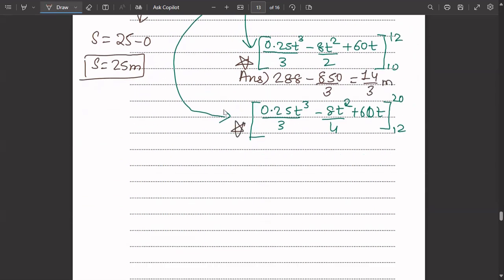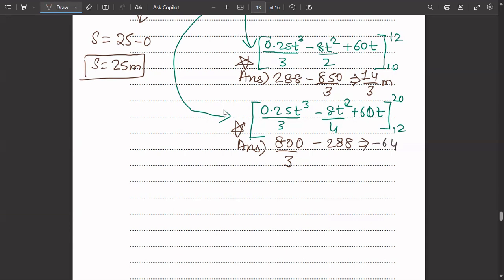Now talking about this one: if the limit is 20, then the answer is 800 upon 3. If the limit is 12, then the answer is 288. So the answer for this one is 800 upon 3 minus 288, which is minus 64 upon 3.